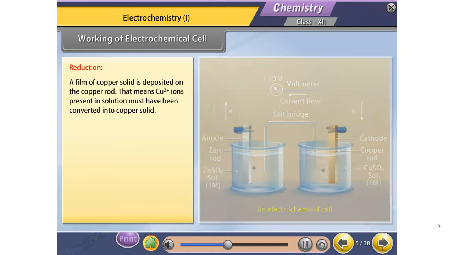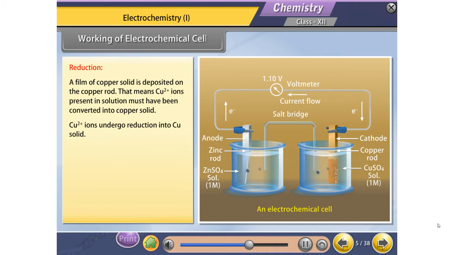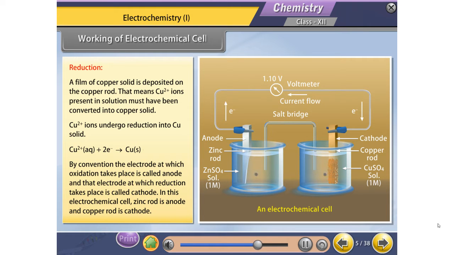Reduction. A film of copper solid is deposited on the copper rod. That means copper ions present in solution must have been converted into copper solid. Copper ions undergo reduction into copper solid. By convention, the electrode at which oxidation takes place is called anode, and the electrode at which reduction takes place is called cathode. In this electrochemical cell, zinc rod is anode and copper rod is cathode.